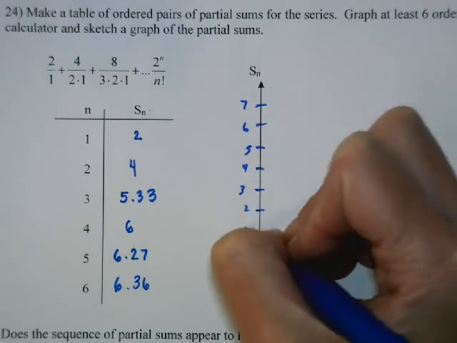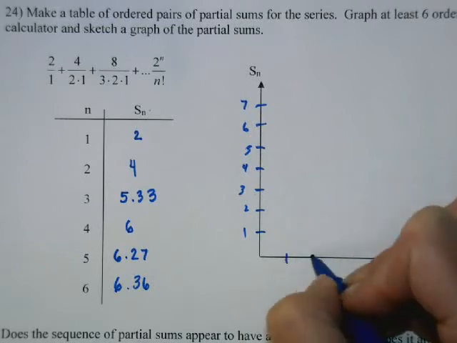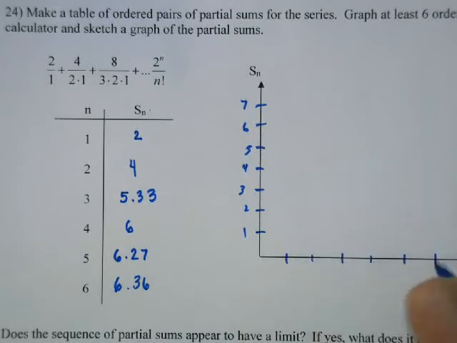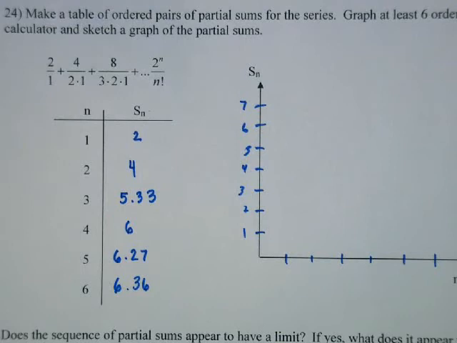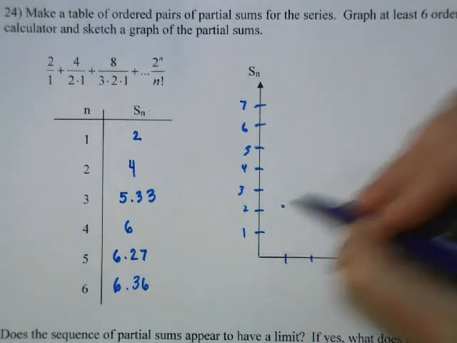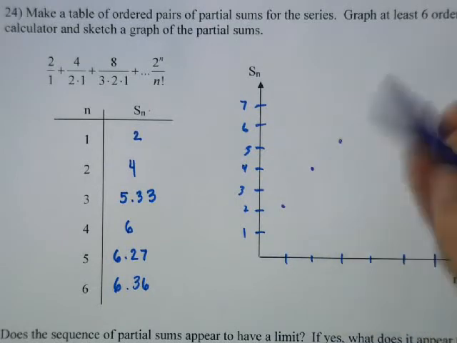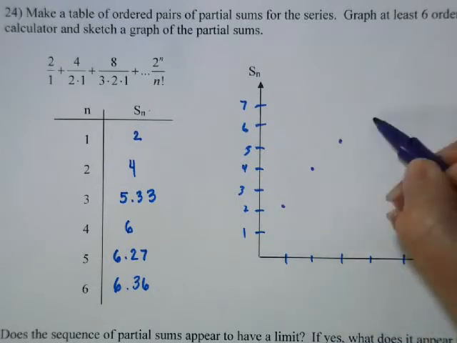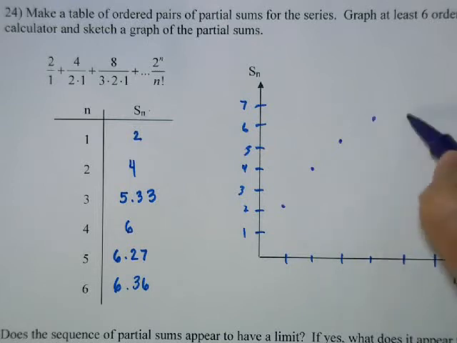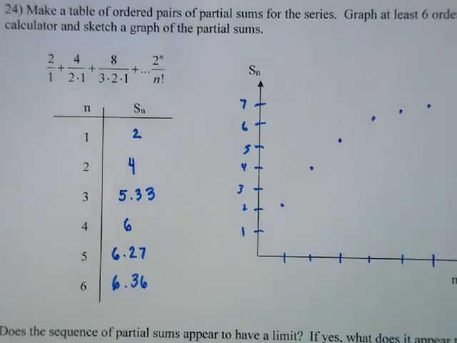So we're going to graph these, 1, 2, 3, 4, 5, 6, which will emphasize the fact that this is going to level off. So 1 is at 2, 2 is at 4, 5.33, 6, 6.27, 6.36. Okay, if we continue, it's going to go to about 6.4.